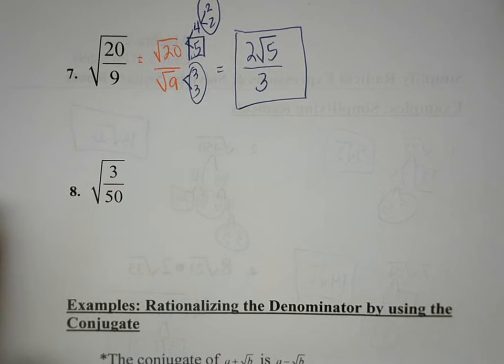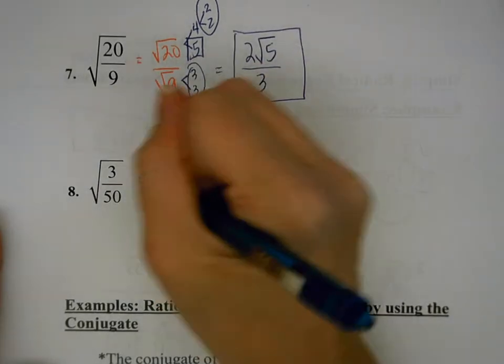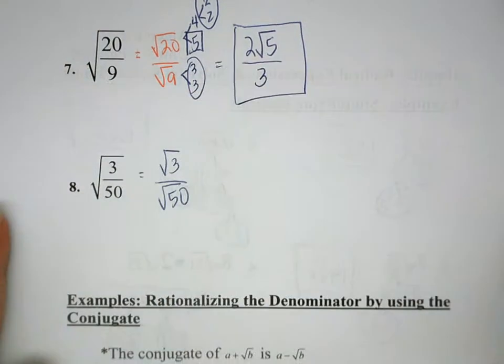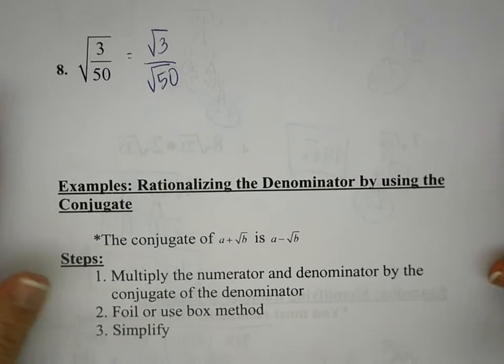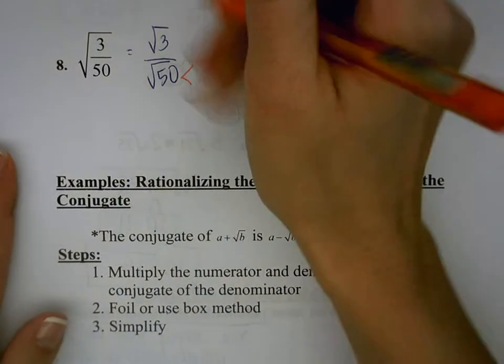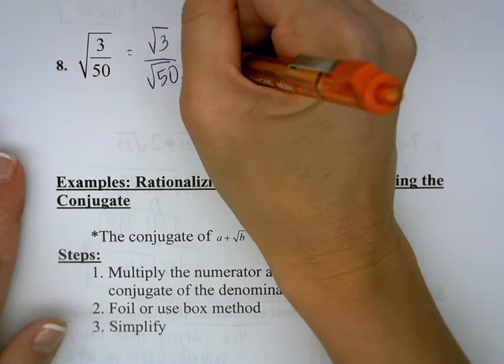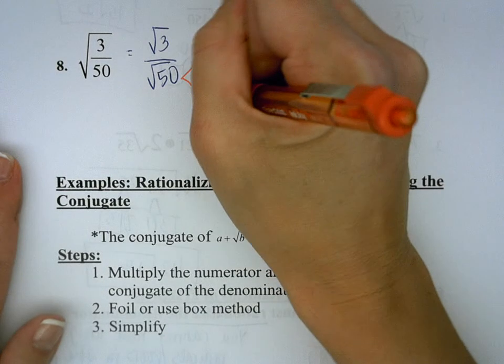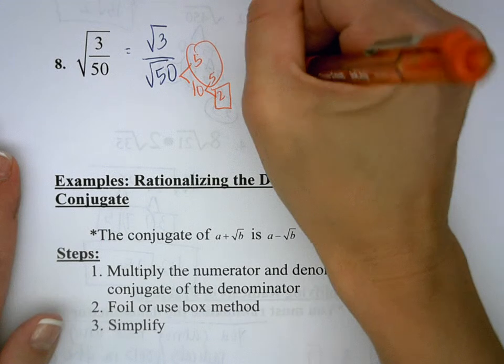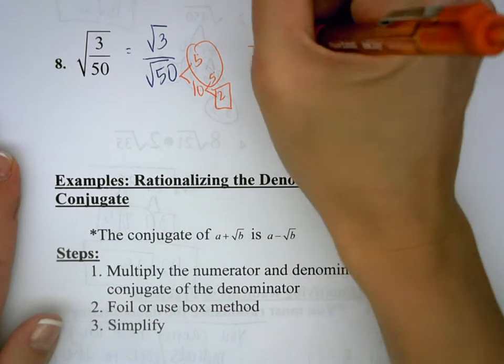Example 8. Can 3 and 50 reduce? No. So again, we can rewrite this as root 3 over root 50. And then now we check if we can simplify these separately. So can 50 break down? Yes. To what? 5. Okay, I'm going to write it as 5 and 10. And then we have 5 and 2. So I have a pair of 5s and a 2 left over. So that is 5 root 2. And then on the top we have root 3.